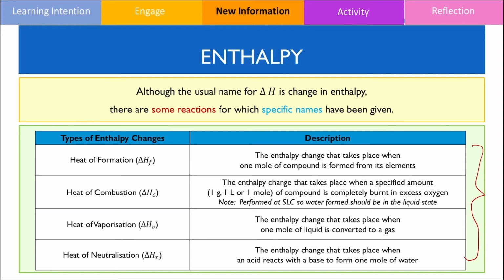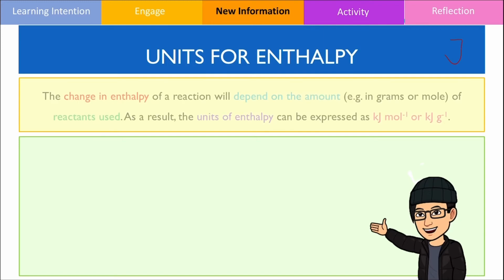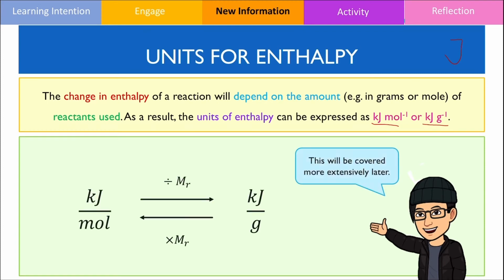The next thing that I would like to talk about are the units we use to measure the change in enthalpy. Since enthalpy measures the thermal energy absorbed or released in a chemical reaction, the unit for enthalpy is generally joules. However, because the heat content absorbed or released by a chemical reaction will vary depending on the amount of starting material we've got, it's common for the units of enthalpy to be expressed in kilojoules per mole or kilojoules per gram. These two common units for enthalpy can be converted from one another as shown in this flowchart, but we will look at these calculations at another time.